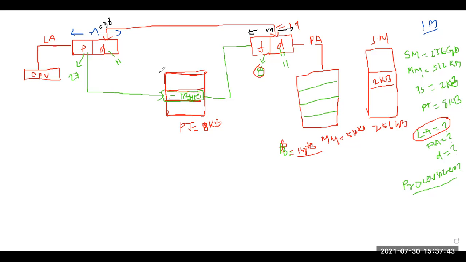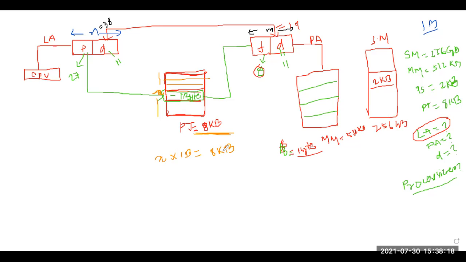Suppose I say the total number of locations, that is the total number of frames, is X. Frame 0, frame 1, like that, X number of frames are there. If I form an equation here, X, the total number of frames, multiplied by 1 byte, will be equal to what? The page table size. Yes or no? This will be equal to your page table size, which is 8 KB.